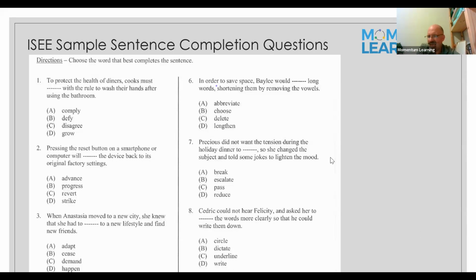Do people demand a new lifestyle? No, that doesn't make any sense. So then we get adapt and happen. She could be happening into a new lifestyle, but the best answer for this one is that she is going to adapt into a new lifestyle. And we see that difference there.